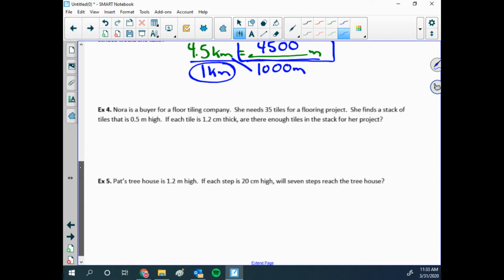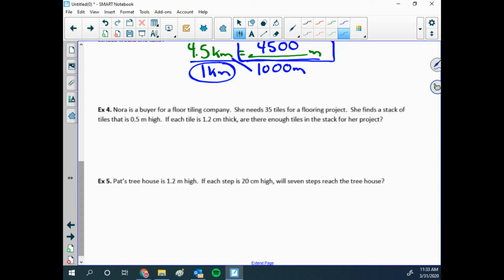Okay, next ones are a little bit more wordier, so let's see if we can figure them out. So it says Nora is a buyer for a floor tiling company. She needs 35 tiles to do a project. She finds that a stack of tiles 0.5 meters high, and if each tile is 1.2 centimeters thick, would there be enough tiles for her project?